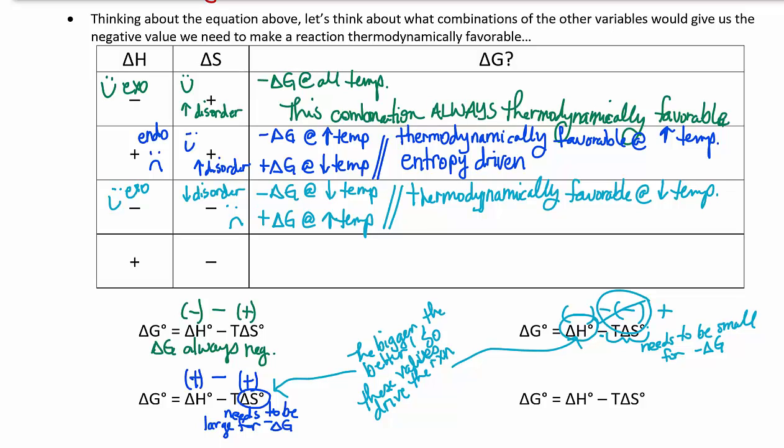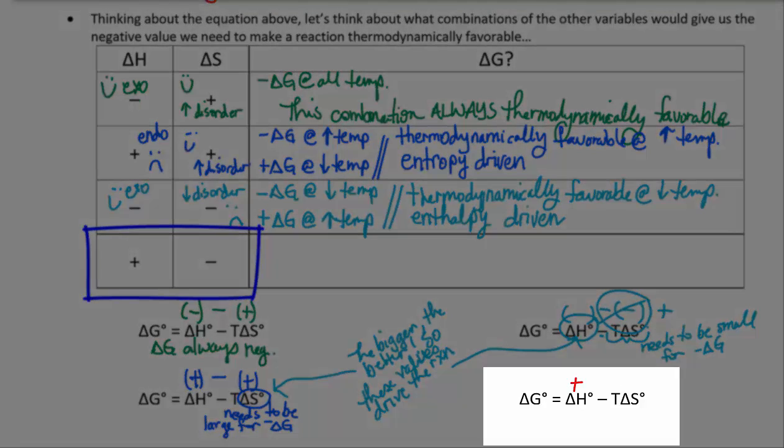And in this case, the larger the delta H, the more likely this reaction will become thermodynamically favorable. So this reaction would be enthalpy driven. Now let's go to this last example. We have a positive delta H, and we have a negative delta S.